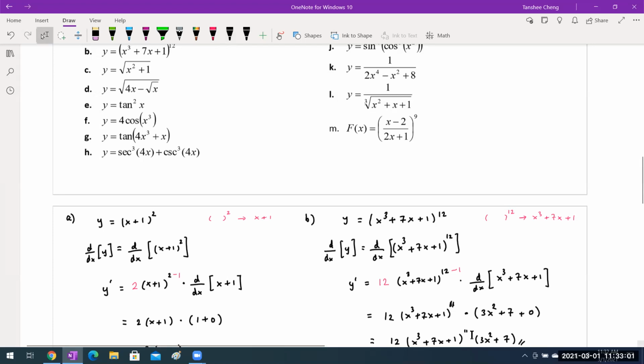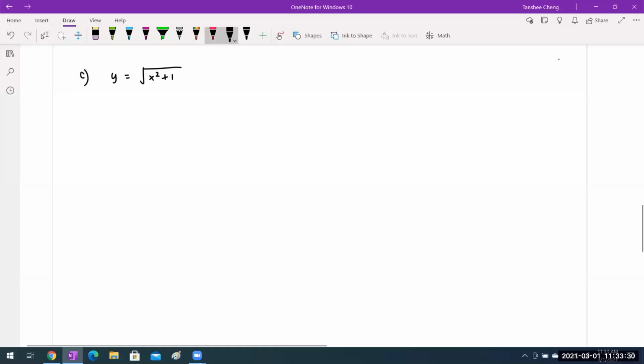Right? Now let's take a look at example number, part C. So for part C, the outer function is the radical function, and then the inner function is x squared plus 1. So for the radical function, we will look at it as what? 1/2 power. So before I take the derivative, I can always rewrite this, which is going to be what? x squared plus 1 to the 1/2 power.